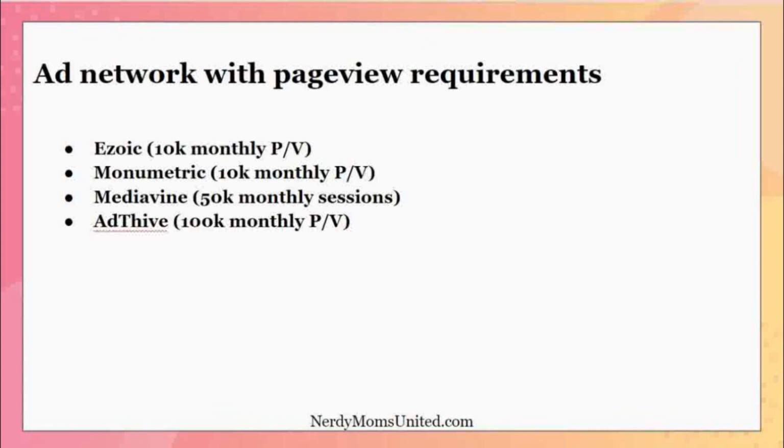The next one is AdThrive. This is when you reach 100,000 page views per month. And that's great because they pay you really, really good. So that would be the next one you would apply for once you reach that level. I know Monumetric has a level or a tier for 100,000 page views a month. But I would suggest that when you reach that level, you definitely apply to AdThrive.